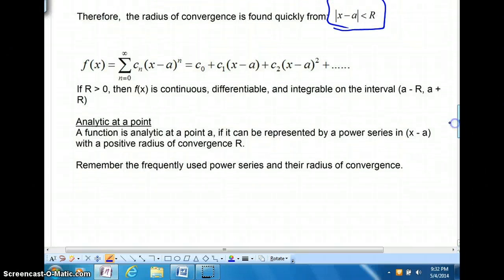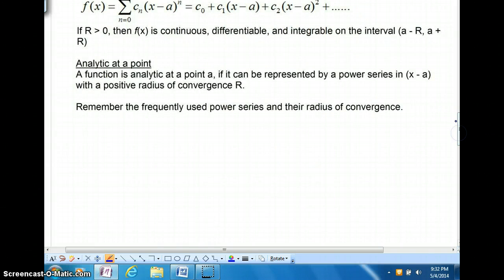Okay, so if r is greater than 0, then f is continuous, differentiable, and integrable on that interval. We could take derivatives or integrate. Being analytic at a point. Real quick review here. A function is analytic at a point if it can be represented by a power series in x minus a with a positive radius of convergence.